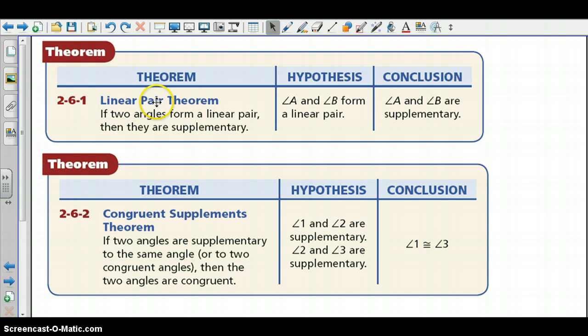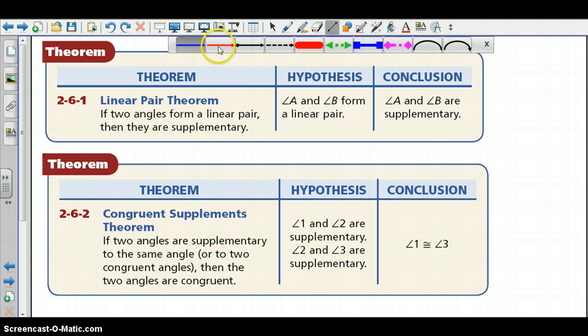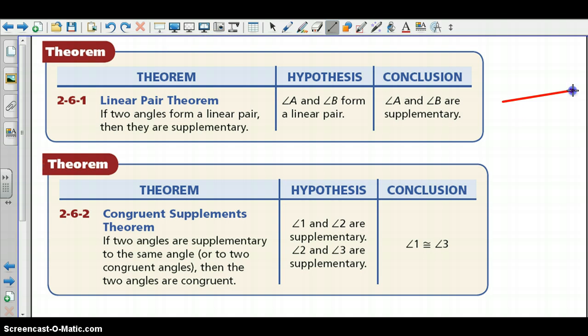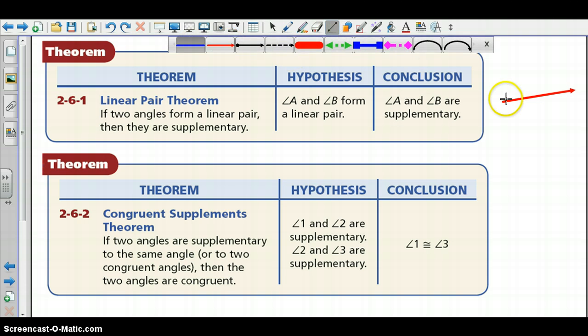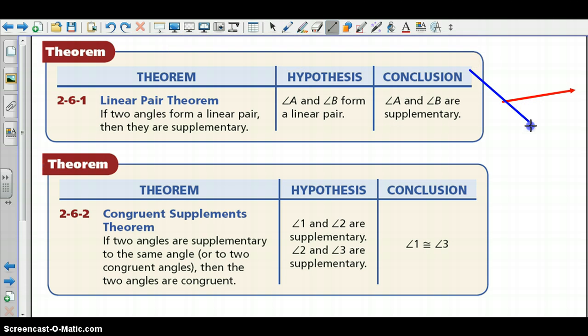These do not need to use the numbers when you're referencing them because they have proper names. The first is the linear pair theorem. It says if two angles form a linear pair, then they are supplementary. Let me remind you of what a linear pair of angles would look like. If I have any kind of angles like this that form a linear pair, they are going to be supplementary angles. So we could call this A and this B. A and B form a linear pair, then we know angle A and angle B are supplementary.